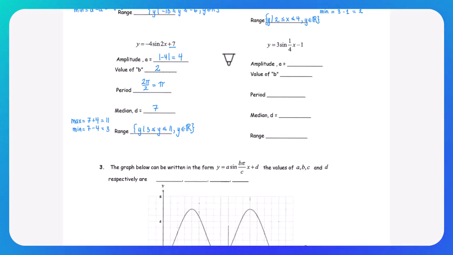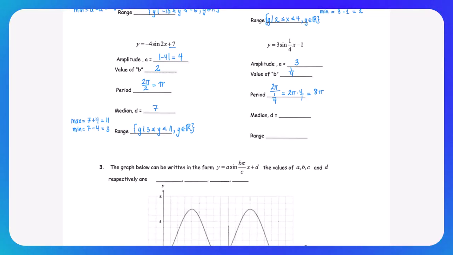And one more for this type of question, just to make sure. And A equals the absolute value of 3, or the amplitude is 3. And the B value, that's 1 over 4. And we know what to do here. It's 2 pi over 1 over 4. I want to see 2 pi times 4 over 1, which is just 8 pi. And notice the smaller the B value, the bigger the period.